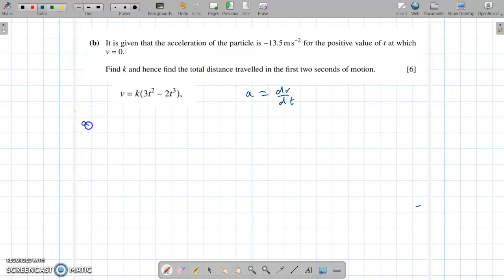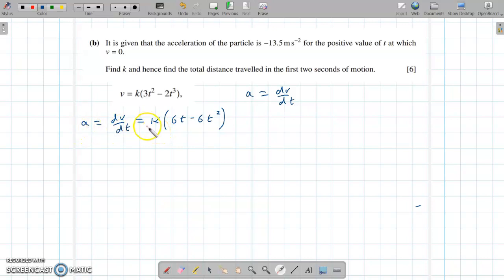So a is dv by dt, which equals k(6t minus 6t squared). Okay, so we've got a formula for acceleration against time. We want to know when the acceleration is negative 13.5, so we want the positive value of t. But we've got another unknown.